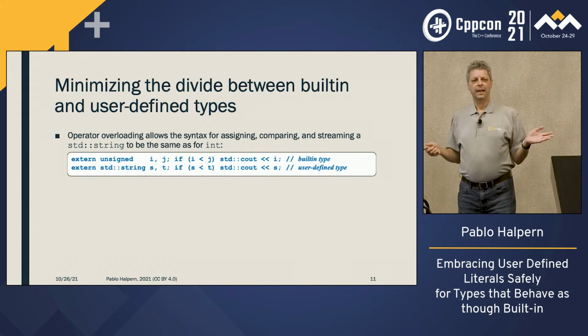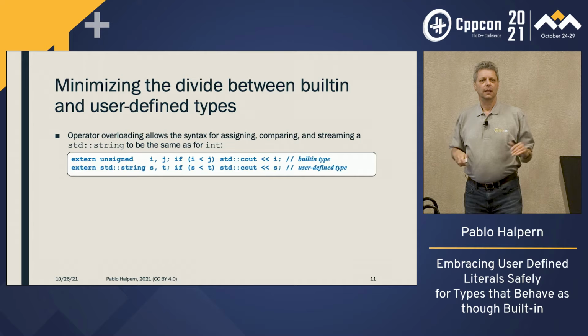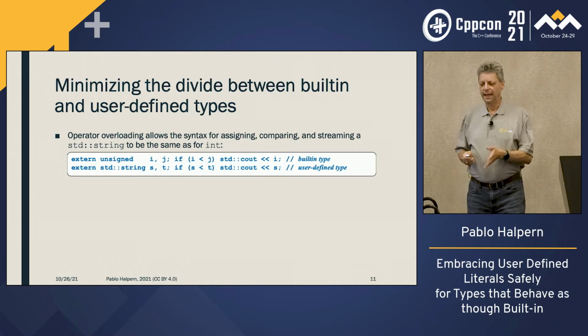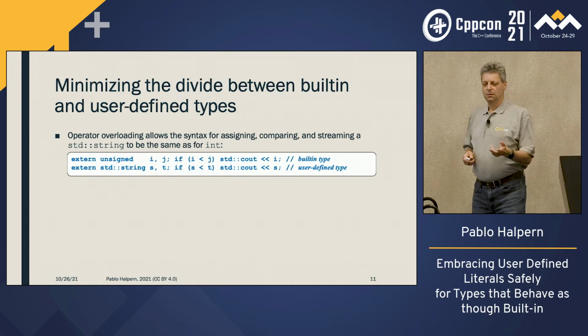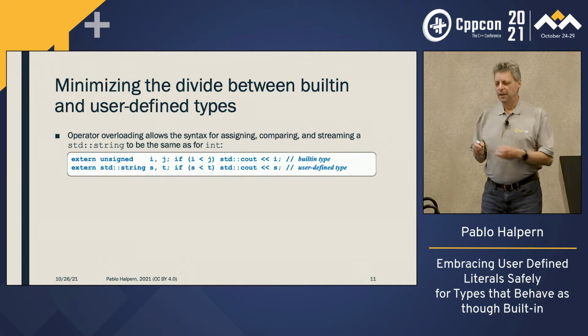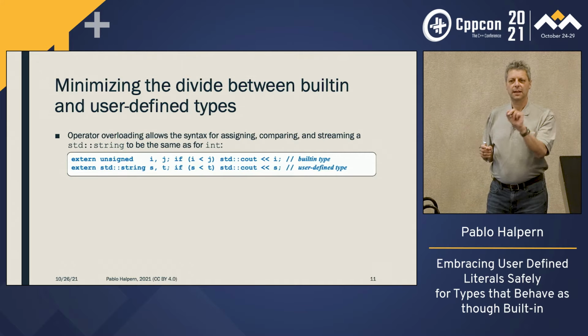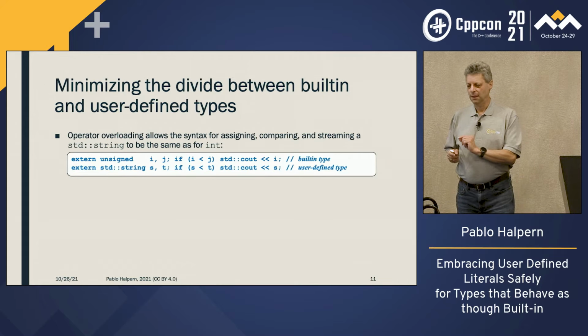So the reason we have user-defined literals was to minimize the division between user-defined types and built-in types. Like we already have operator overloading, right? So you have two unsigned values, i and j, and you can compare them, if i < j, using the less than infix operator. You can stream them using the left shift operator.